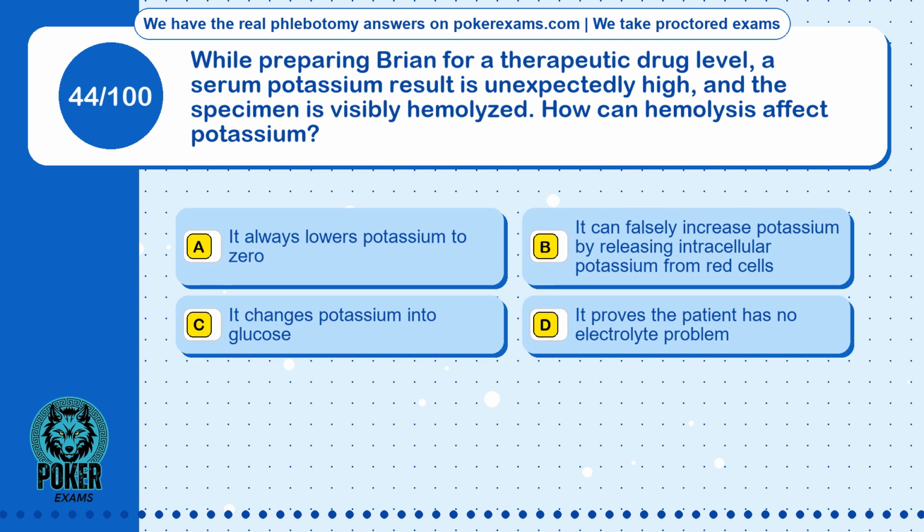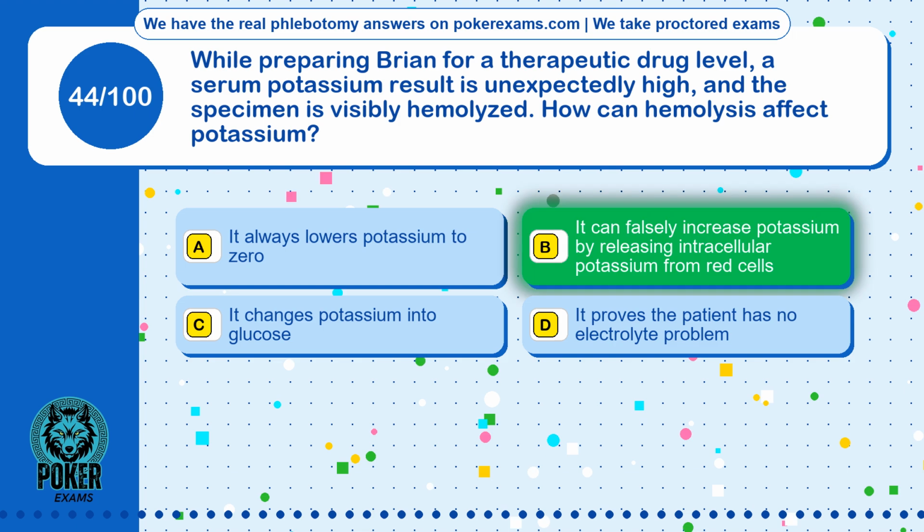Question 44. While preparing a draw for a therapeutic drug level, a serum potassium result is unexpectedly high, and the specimen is visibly hemolyzed. How can hemolysis affect potassium? Option A. It always lowers potassium to 0. Option B. It can falsely increase potassium by releasing intracellular potassium from red cells. Option C. It changes potassium into glucose. Option D. It proves the patient has no electrolyte problem.